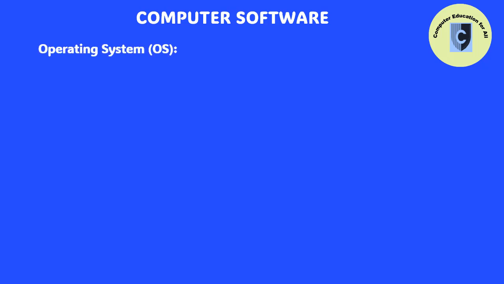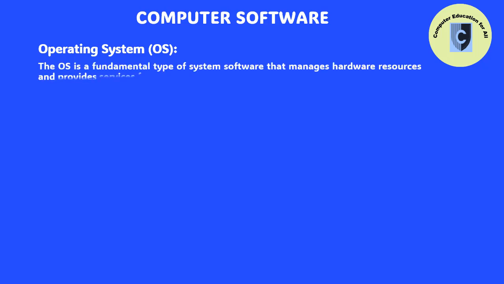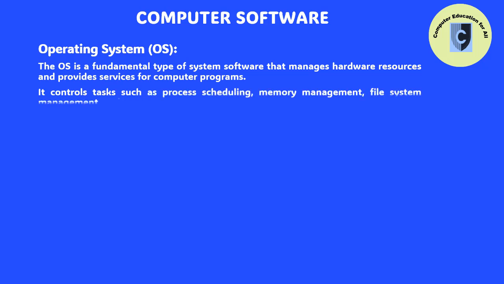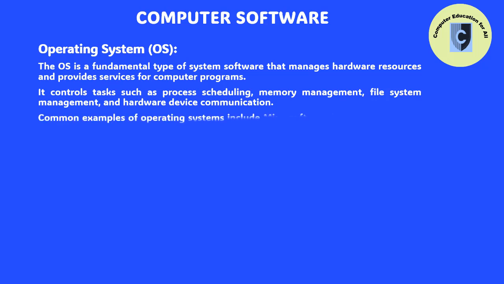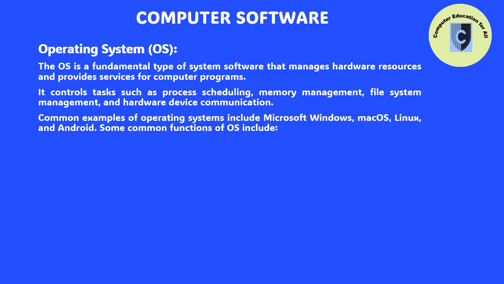The operating system is a fundamental type of system software that manages hardware resources and provides services for computer programs. It controls tasks such as process scheduling, memory management, file system management, and hardware device communication. Common examples of operating systems include Microsoft Windows, MacOS, Linux, and Android.